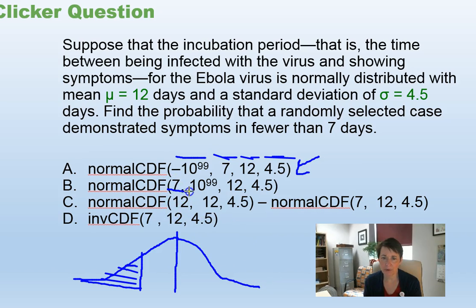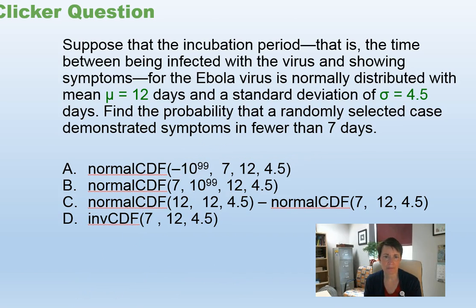This one would be an upper limit. This one would show all of this area. And these are just kind of confused. This would be the whole thing minus my CDF from the mean upward. It is A, definitely A. And inverse, no, because I am trying to find the probability. I am not given the probability. Hopefully those hints help a little bit.